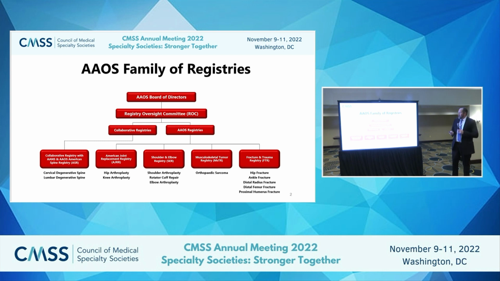This is the AAOS family of registries. 5 years ago, we had one registry, our hip and knee registry, the AJRR. So we've been on quite a growth spurt across the last 5 years. We've added a shoulder and elbow registry, a musculoskeletal tumor registry, a fracture trauma registry, and in full collaboration with AANS, the neurosurgeons, the American Spine Registry.